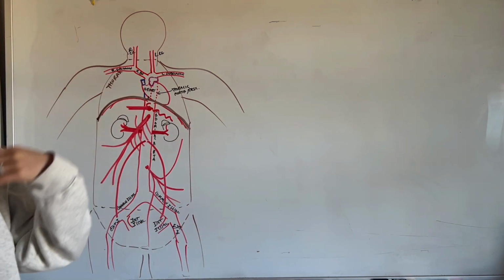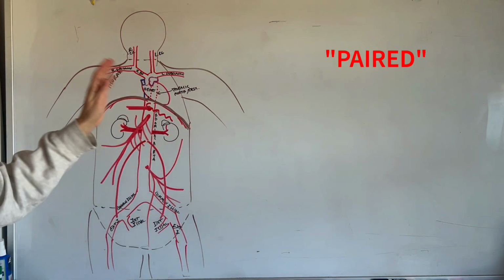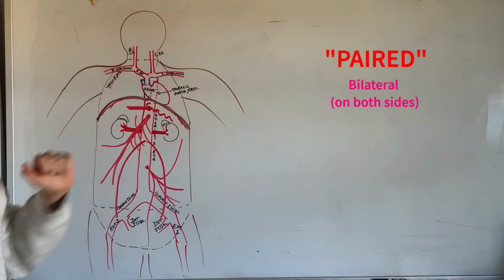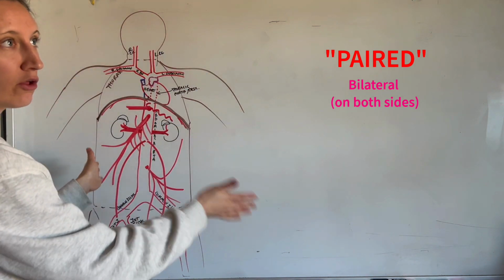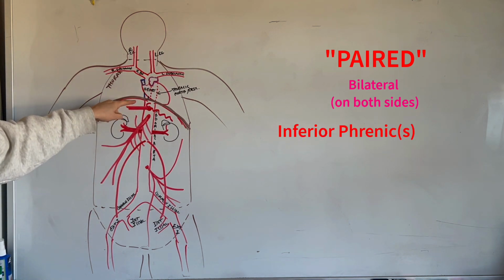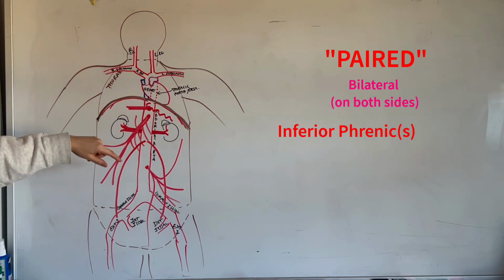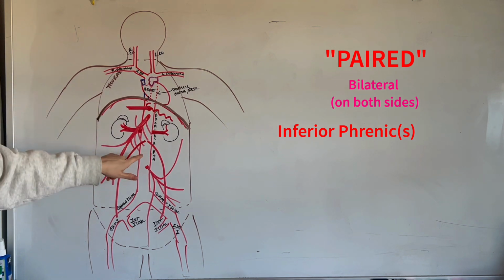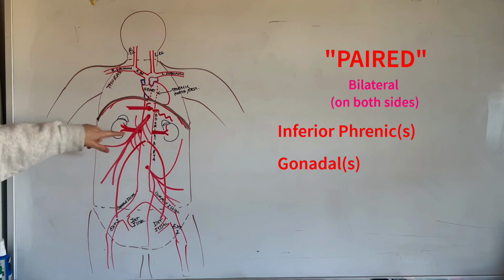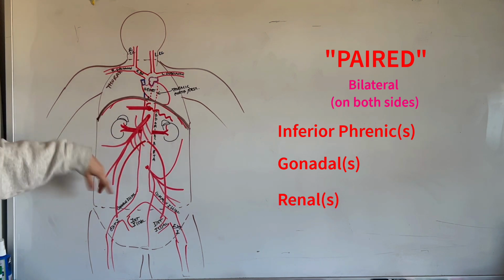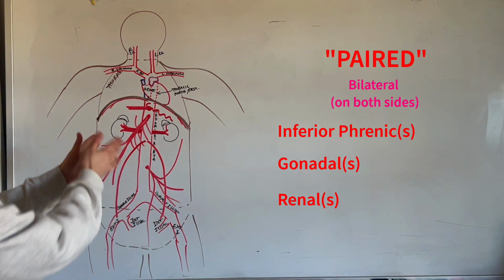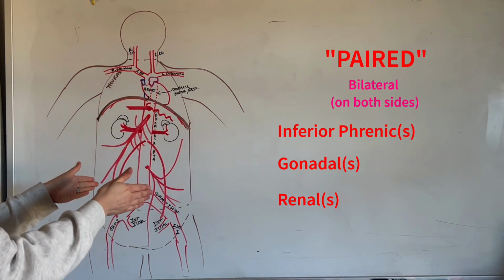3 of them are called paired arteries, and we'll talk about those 3 first. So we have 3 paired arteries, meaning they go off parallel, 2 sides, bilateral. We have the inferior phrenic arteries, supplying the diaphragm inferiorly. We have the gonadal arteries, supplying the gonads. And then we have the renal arteries, supplying the kidneys. Those are all paired arteries because they exist on 2 sides.